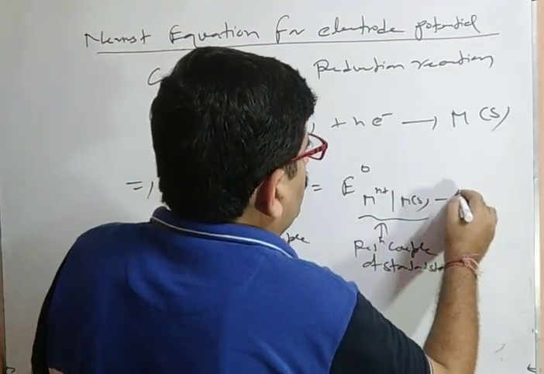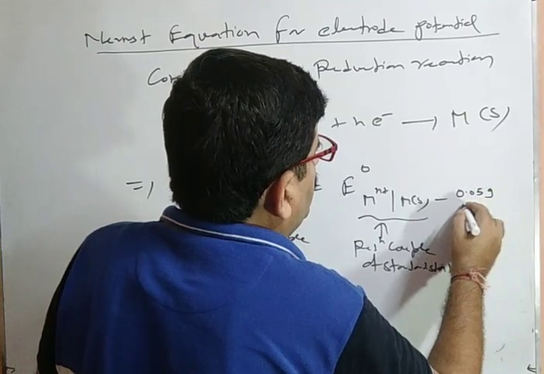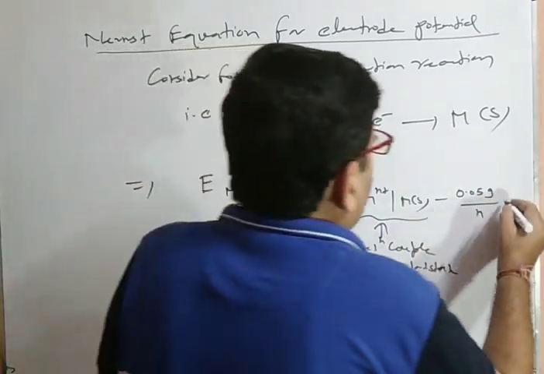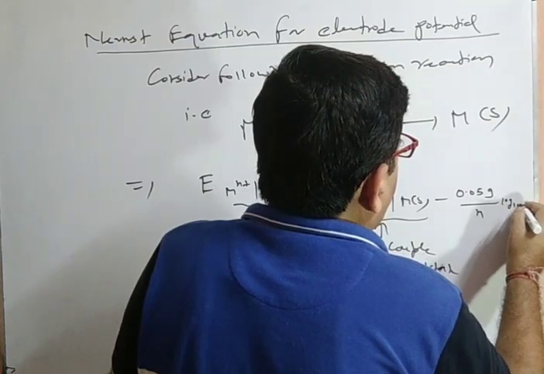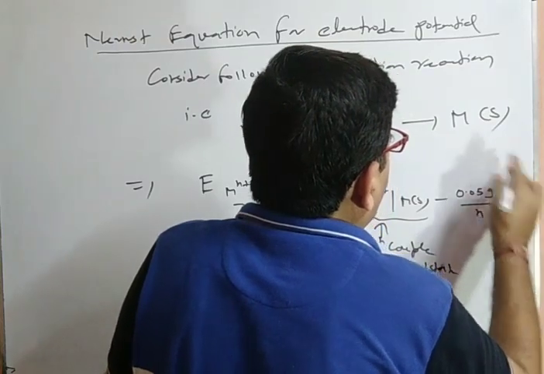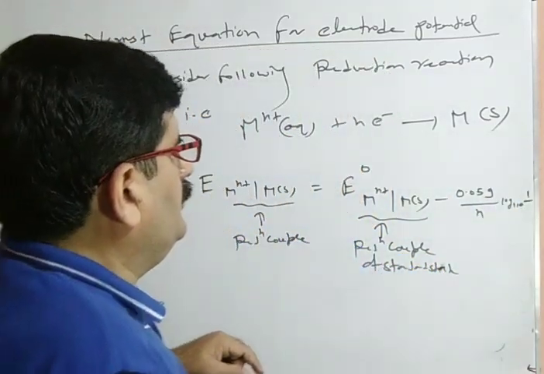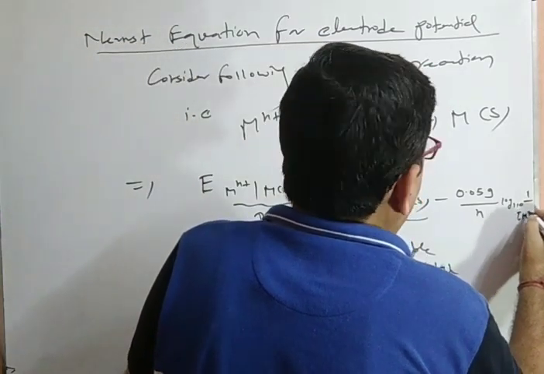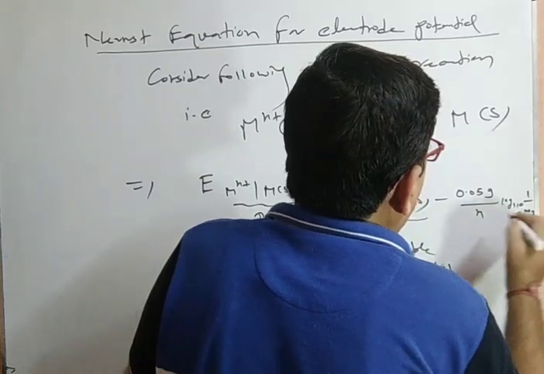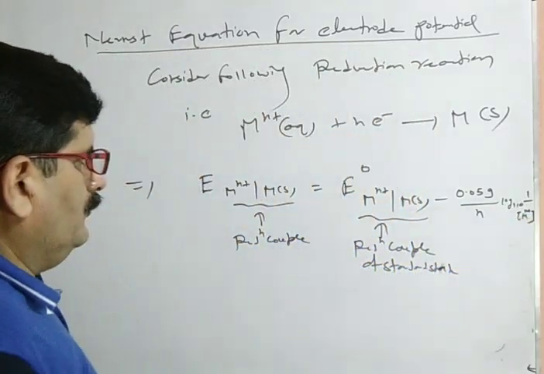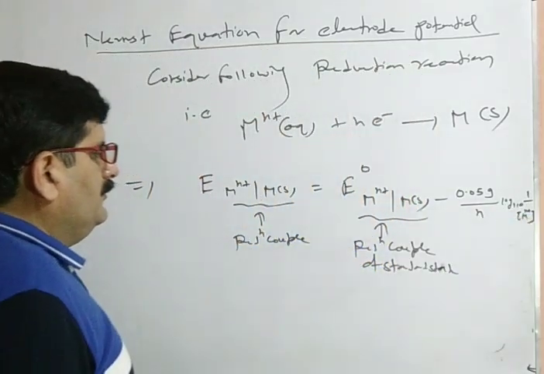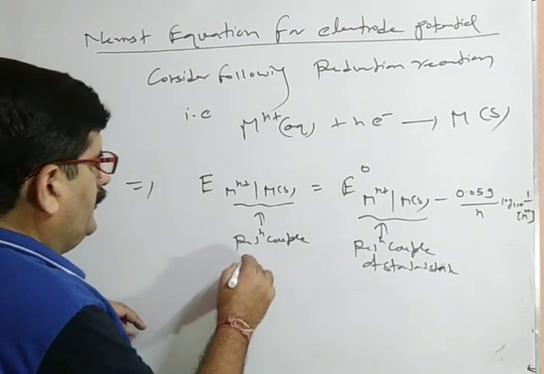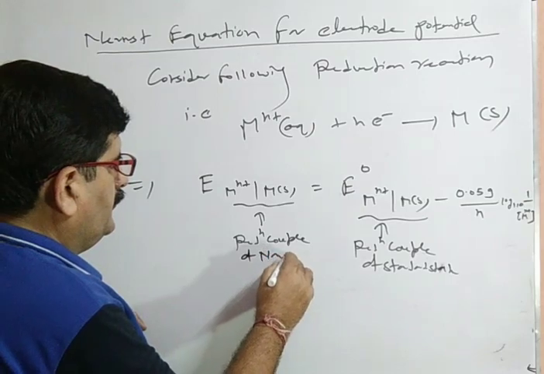minus 0.059 divided by n. Here we can write log base 10. The concentration of M solid is considered to be 1, and here we write the concentration of M n plus aqueous. So if all terms are given, then we can find out the reduction couple at non-standard state.